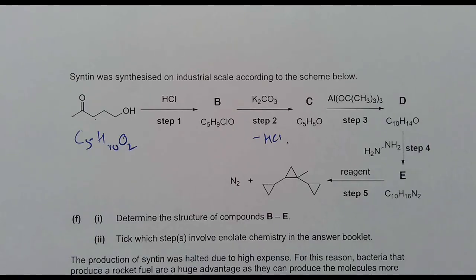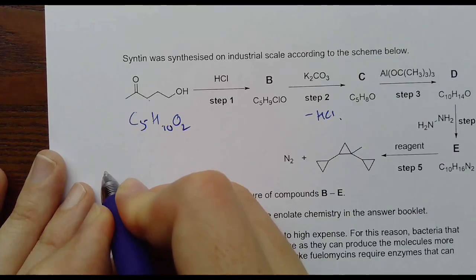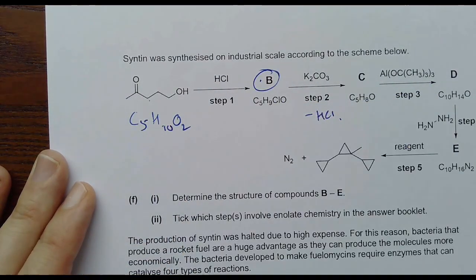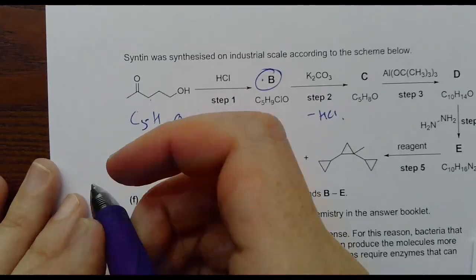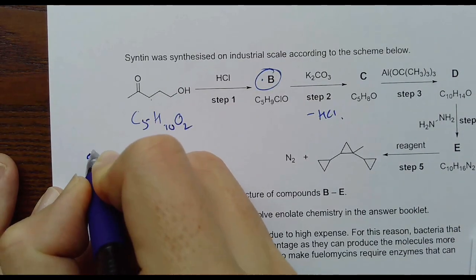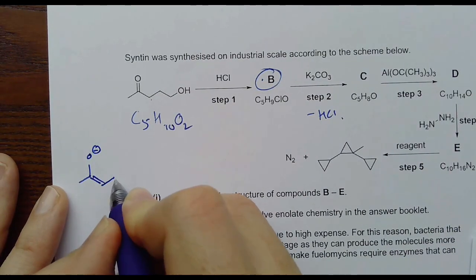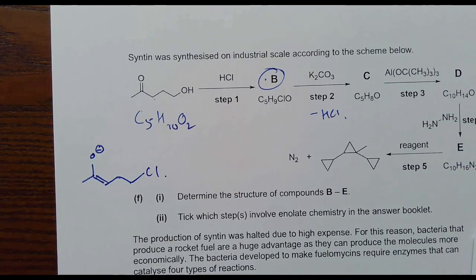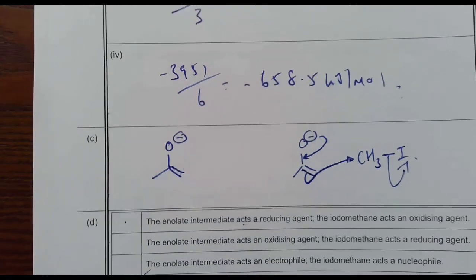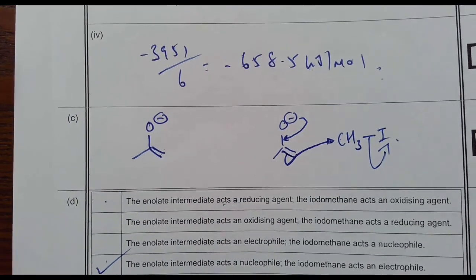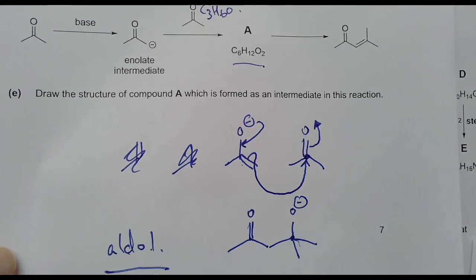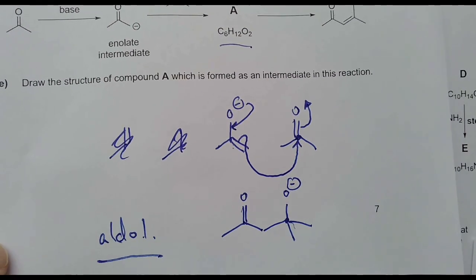because, let's see if I can fit it in here. If I take my B, take B here, this thing here, and I form the enolate of that, which is going to be that. Okay, now we had earlier on two different examples of the enolate reaction. So we had this example here where we reacted it with the iodomethane, and then we had this one here where we reacted it with another ketone.